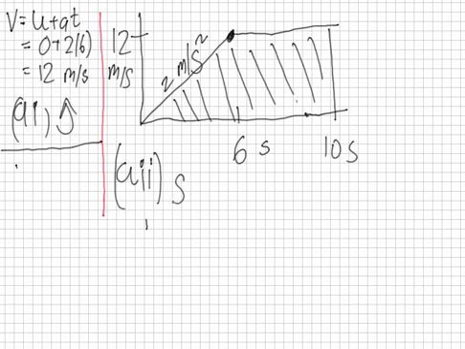So, distance will be the area. What's the area of the triangle? It's a half base times height. So what's the base here? 6. Multiply the height. What's the height? 12. And then it's the rectangle piece at the end. So what's the base? 4. And the height? 12. Okay. So what's that, like 96 or something?